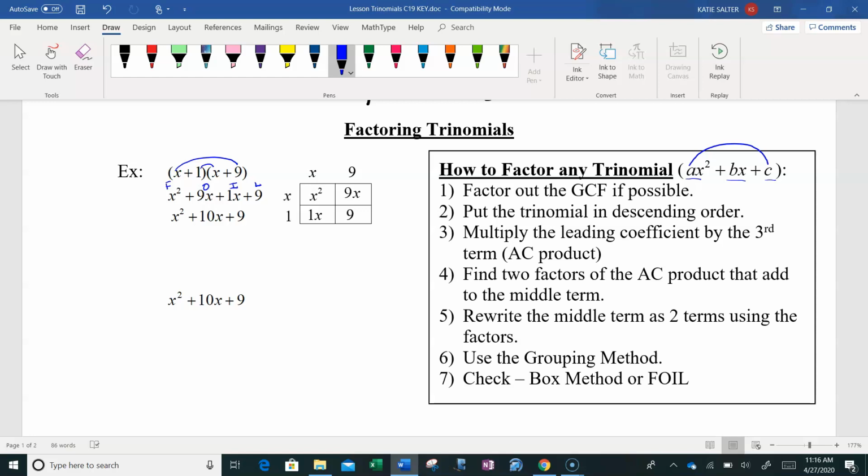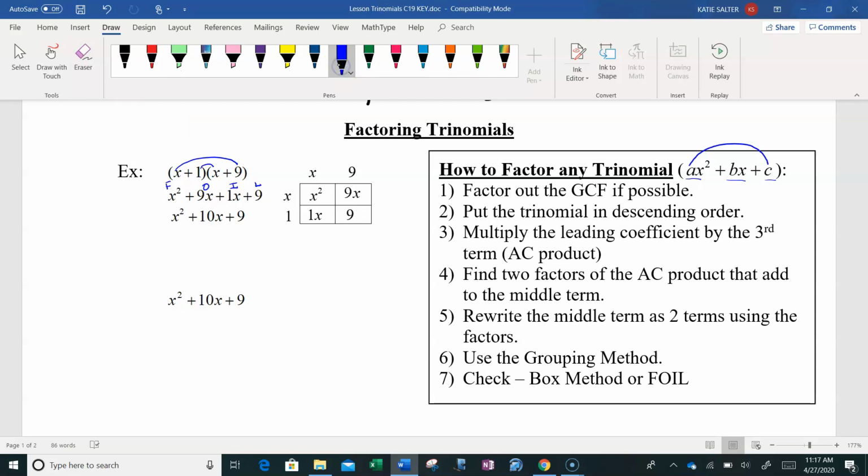So before I go any further, I want to look at this. Do all three of these terms have a greatest common factor other than 1? Is there something that all three of these terms have in common? The only number or variable that goes into all of these is 1. So we don't need to factor out 1 in the front. We know that 1 goes into anything. All right, it is already in descending order. So we're now going to step 3.